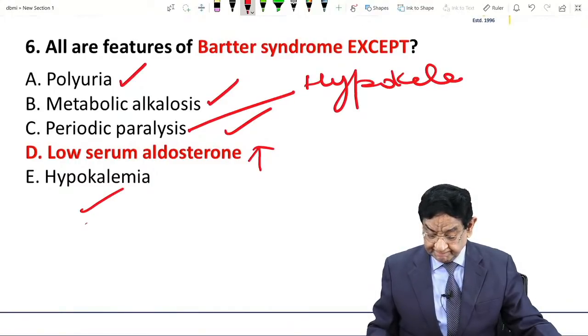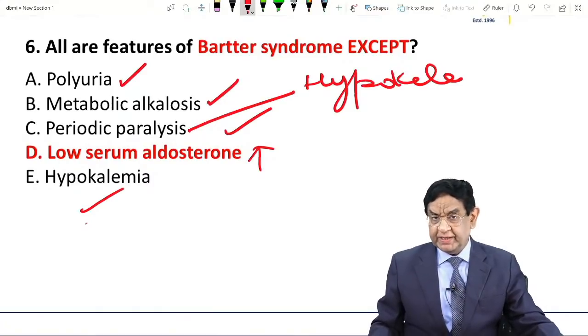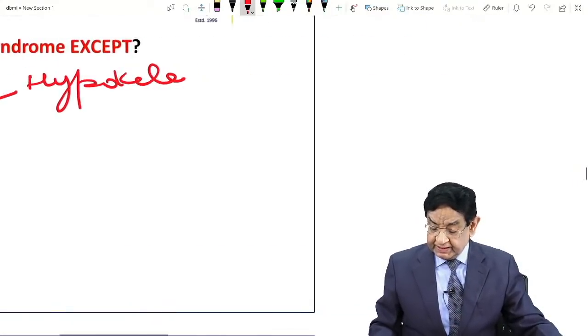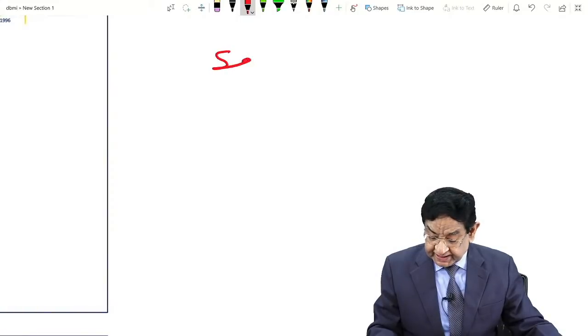So one more important point that you got to know: in Bartter syndrome, we are getting secondary hyperaldosteronism.